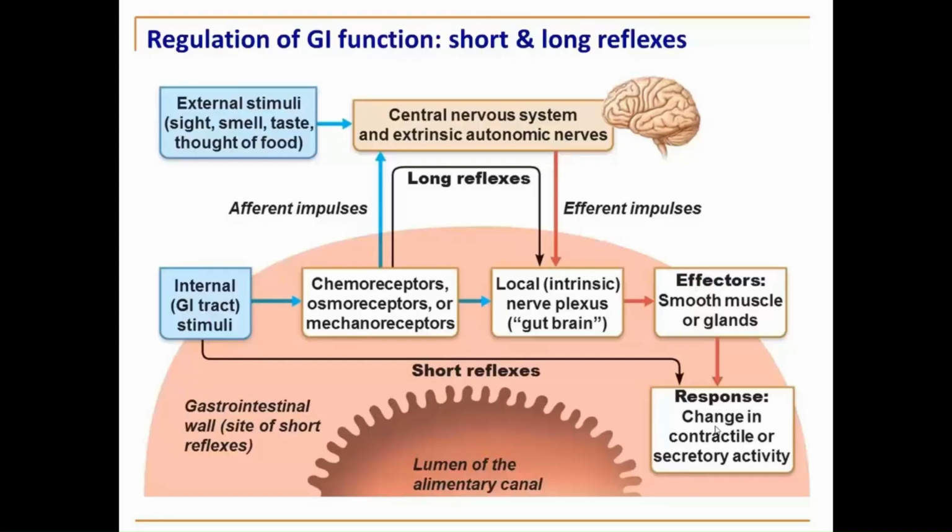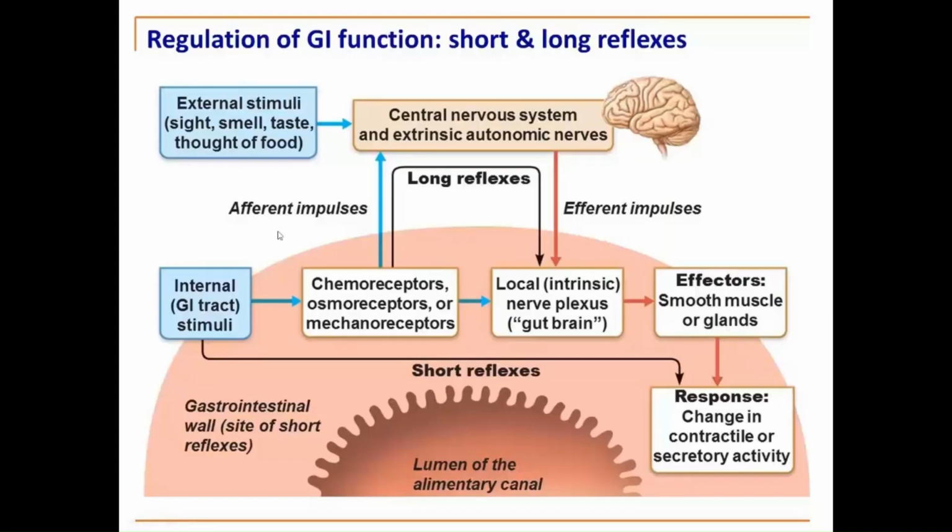But what can also happen is we may get external stimuli. So you might see food, smell food, have food in your mouth, and also the thought of food. So all of those things can activate your central nervous system, and they can then trigger, through efferent impulses, the local intrinsic gut brain, stimulating the smooth muscle and the glands and changing contractility and secretory activity.